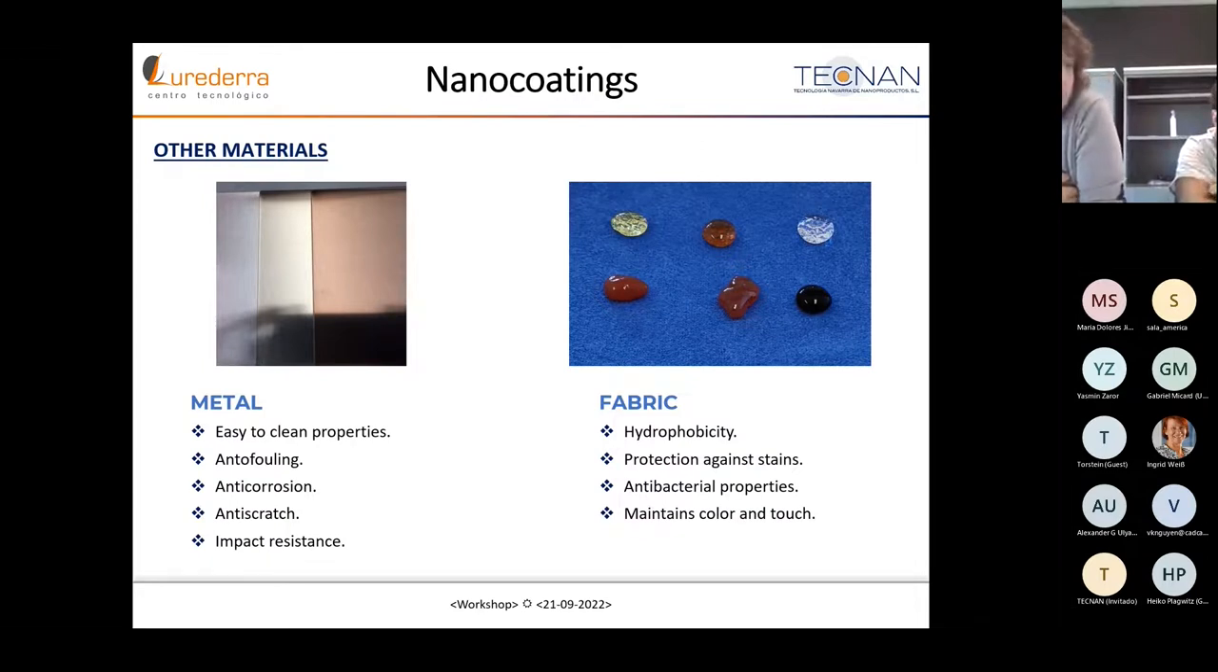Regarding fabrics, as well as with stones, the use of hydrophobic coatings can allow us to improve the useful life of the fabrics, since we are protecting them from soiling and from other different damages, but also providing antibacterial properties, at the same time that we maintain the color of the fabrics and the touch.